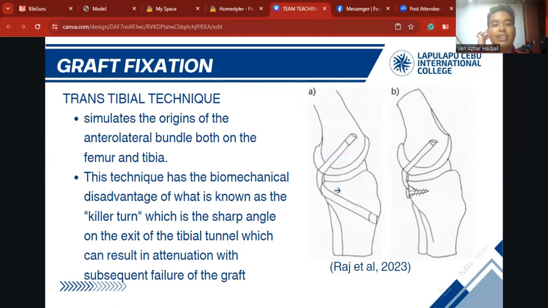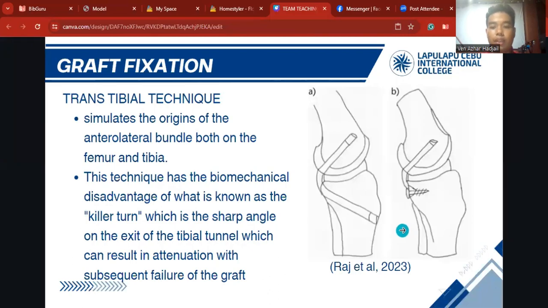This technique has a biomechanical disadvantage, which is known as the killer turn, which is the sharp angle on the exit of the tibial tunnel, which can result in attenuation with the subsequent failure of the graft. As you can see here, if ever the knee bends, this can be impinged. It has a probability to be impinged here.